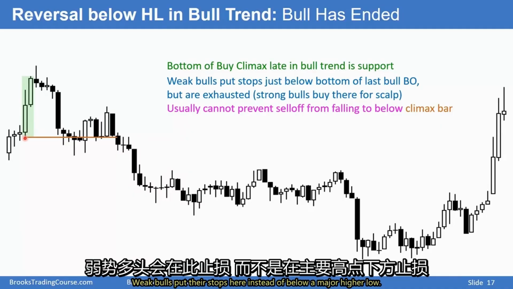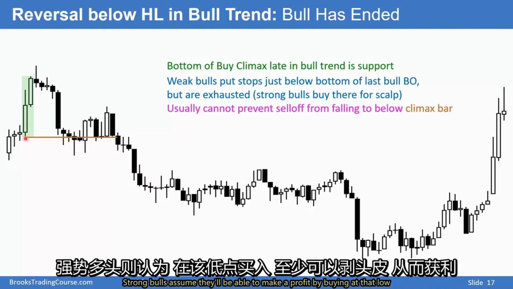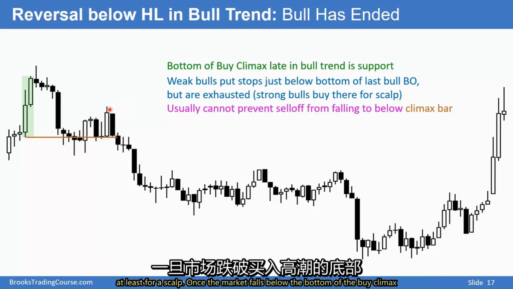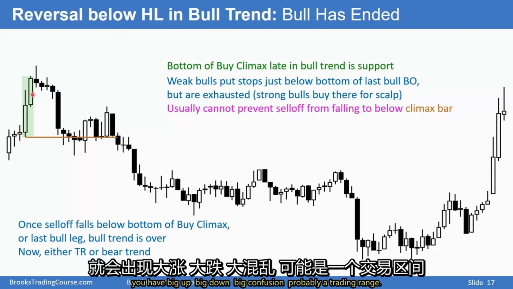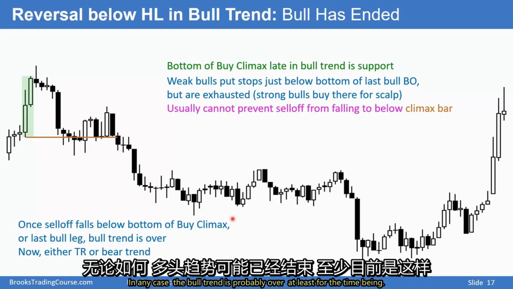Weak bulls put their stops here instead of below a major higher low. Strong bulls assume they'll be able to make a profit by buying at that low, at least for a scalp. Once the market falls below the bottom of the buy climax, you have big up, big down, big confusion, probably a trading range. In any case, the bull trend is probably over, at least for the time being.